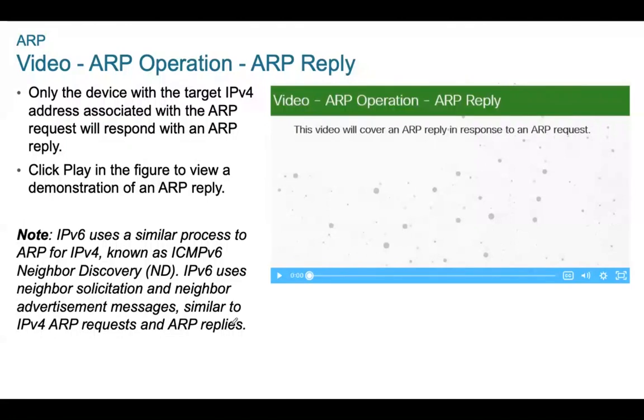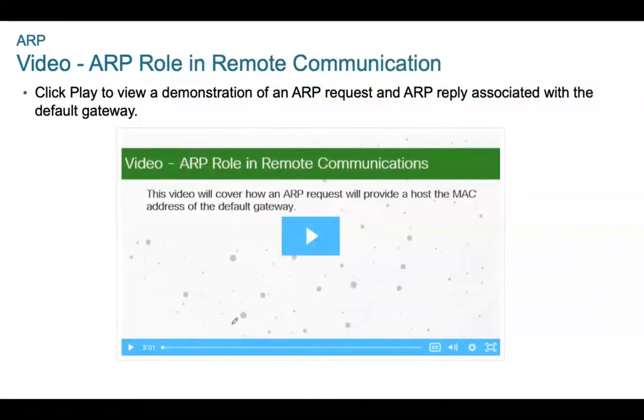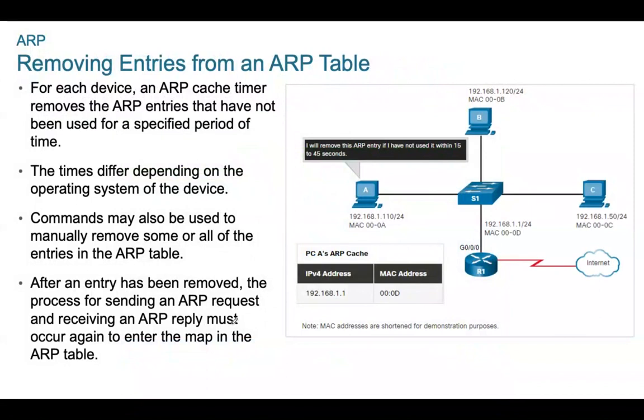I'll try to play one more video so that you can understand. We saw an ARP request from PC A looking for the MAC address of PC C. In this video, we will see the ARP reply in response to the ARP request. PC C, when it received the ARP request, examined the target IPv4 address, compared it against its own IPv4 address, and noticed that it was the intended target. So PC C will generate an ARP reply in response to that ARP request. The ARP reply includes its own IPv4 address and its own MAC address.